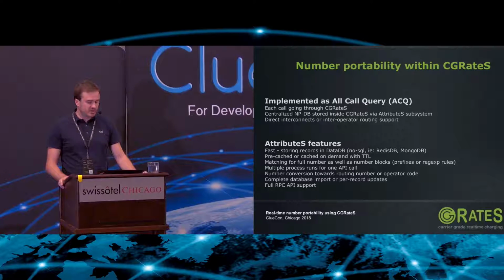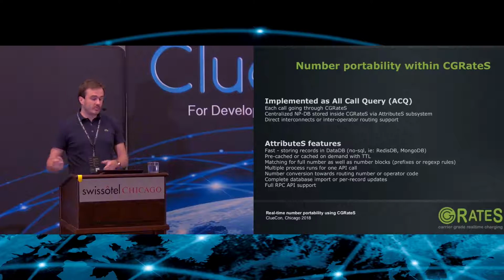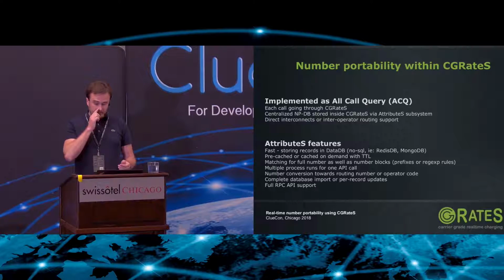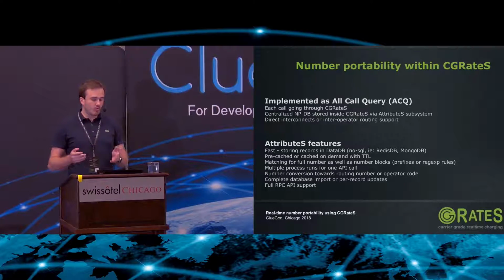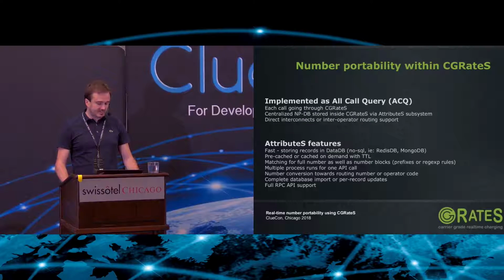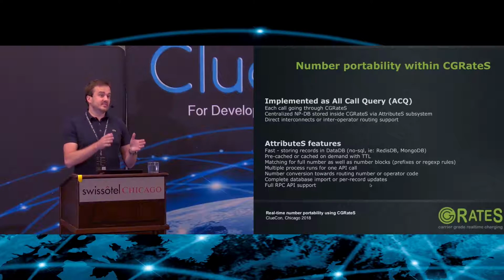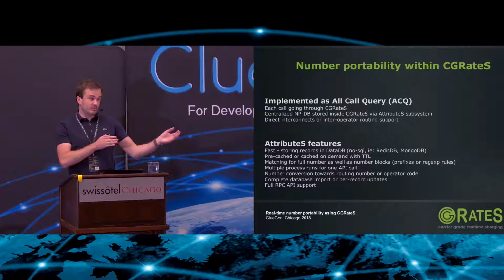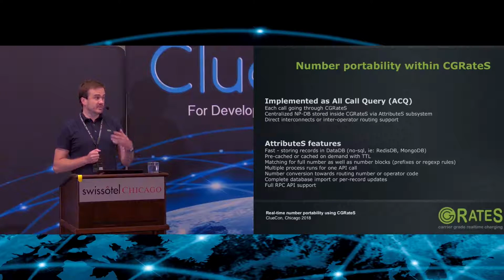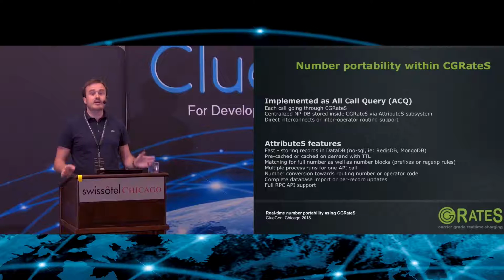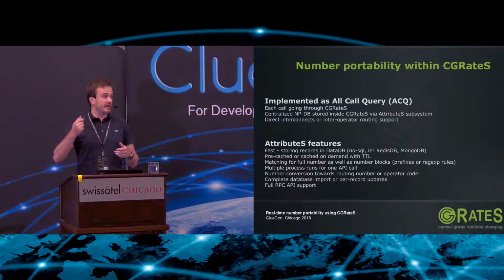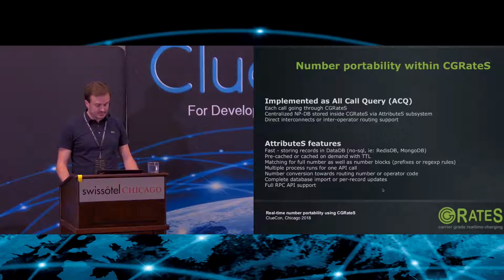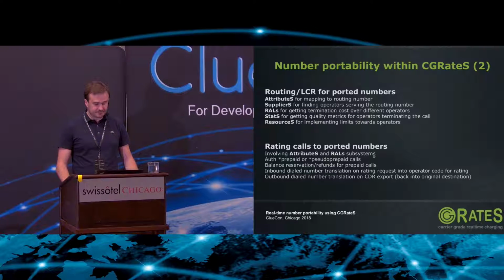Number conversion towards routing number or operator code. So you can do this LRN-based or operator-code-based pricing. Then you can have a complete database import, or if just some records are changing, if you are receiving ported number reports in real time, then you can also update them per number inside CGRateS. And for all this, we have full RPC API support.